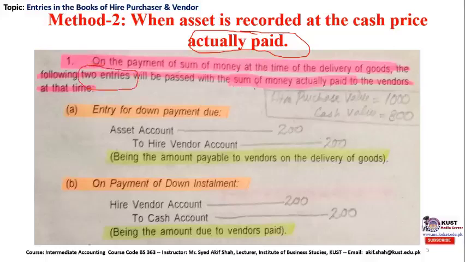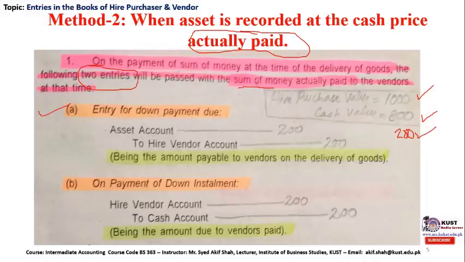So what are those entries? The same example continues over here. The hire purchase price was 1000, the cash value is rupees 800, 200 is the down payment at the time of contract agreement, and the interest rate is 3.125. So the hire purchaser will record the first entry for the down payment.